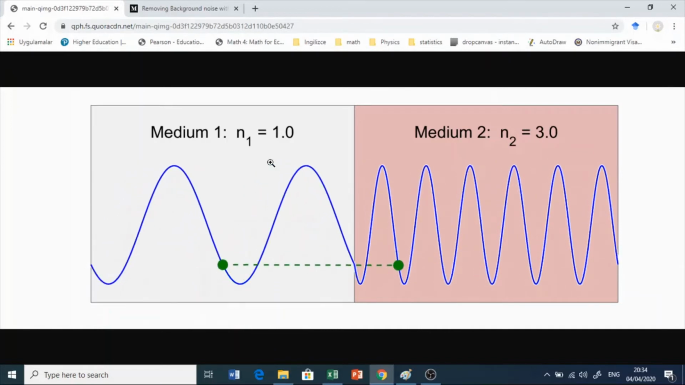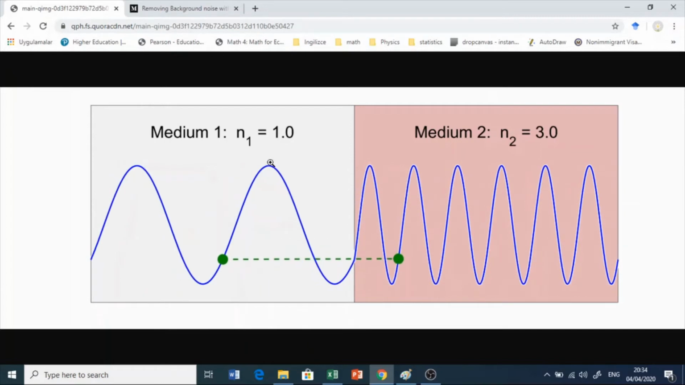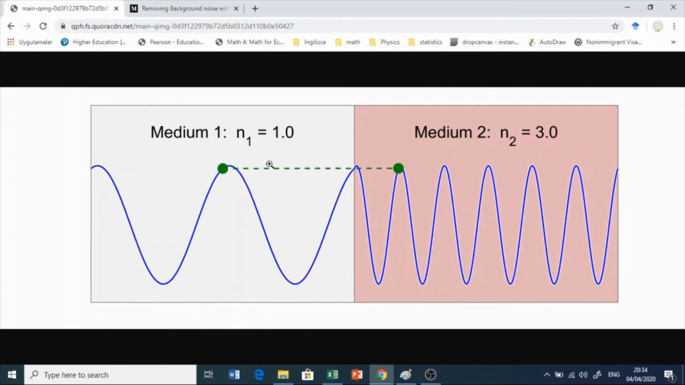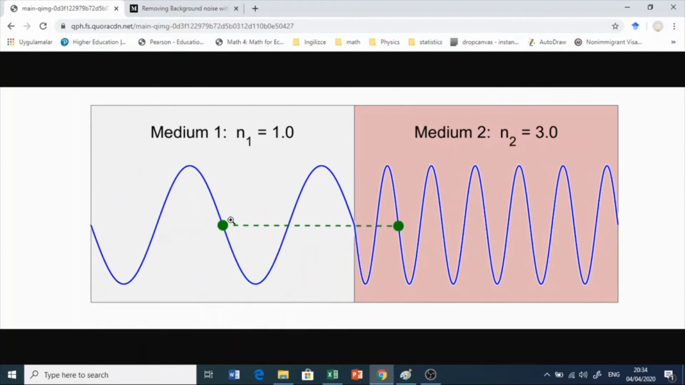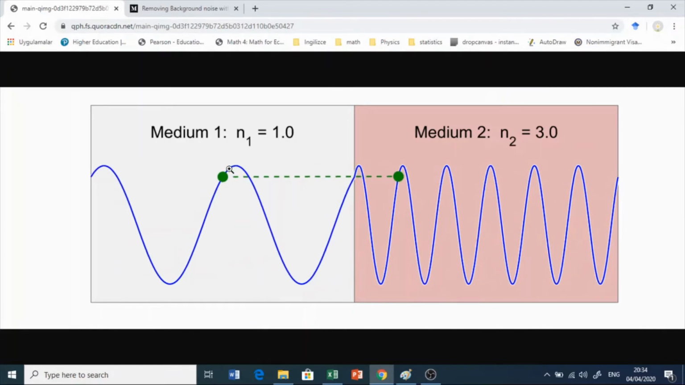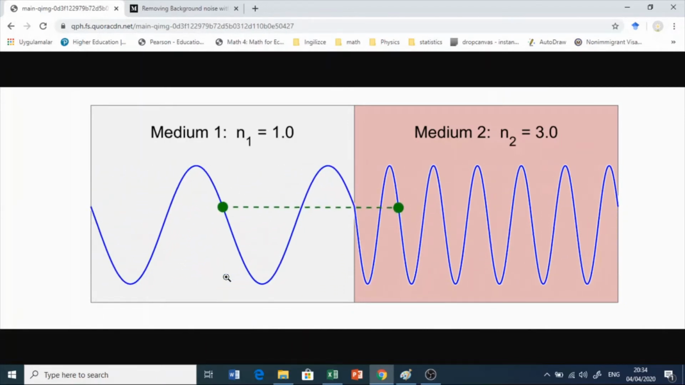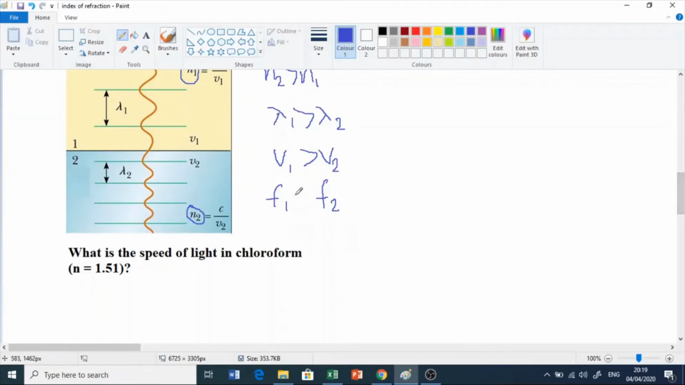The motion of a wave is the disturbance of the medium. As you see, the disturbance of the medium in both cases is the same. I mean, they are moving up and down. These two points are moving up and down with the same frequency. This means that the frequency of the light in both mediums are equal to each other. So then we are going to write that when light is moving from one medium to another one, the frequency of light does not change.